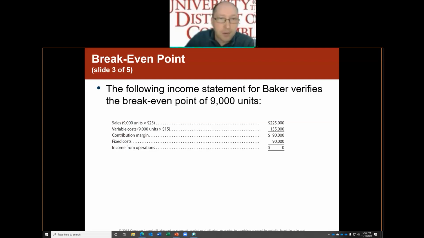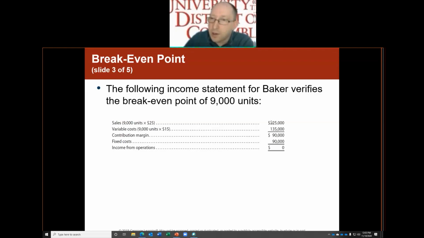Okay, let's take a look at our income statement. I need to sell 9,000 units to break even. So if I sell 9,000 units at a sales price of $25 per unit, that gives me $225,000 in revenue. I have variable costs: 9,000 units I'm selling times $15 per unit of variable cost equals $135,000.